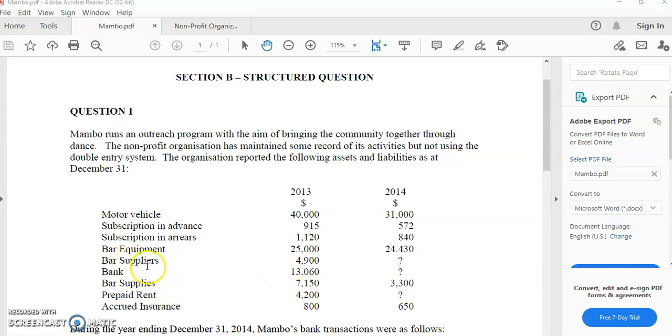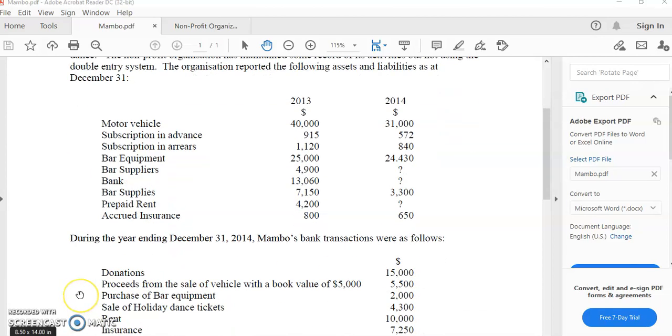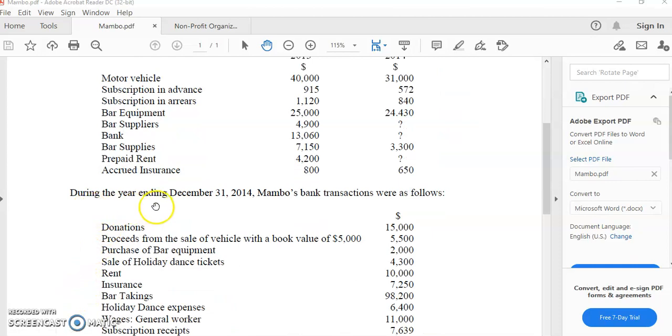Bar suppliers are the creditors. And you have some prepaid rent at the end, but you don't know how much that is either. So these three figures here we have to work out. And the accrued insurance at the end is $650. The question goes on to state that during the year ended December 31st, 2015, Mambo's bank transactions were as follows.